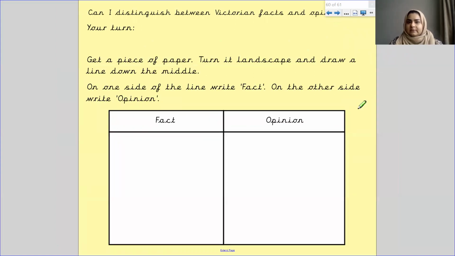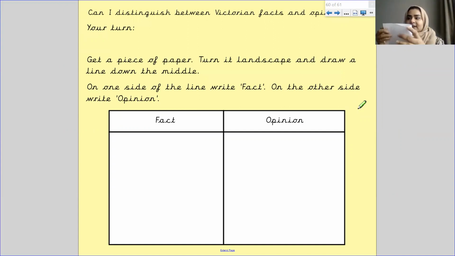Now it's your turn. Your task today is to get a piece of paper and turn it landscape and draw a line down the middle. On one side of the line, write fact. On the other side, write opinion. So I'm just going to show you. I've only got a small piece of paper, okay? I've got one here, what I would like you to do. So you get a nice fresh piece of paper, okay?